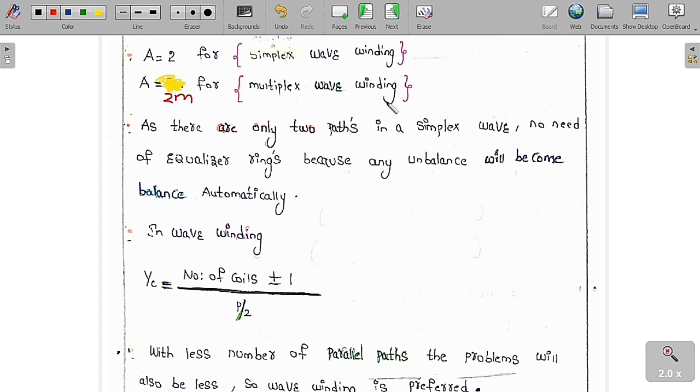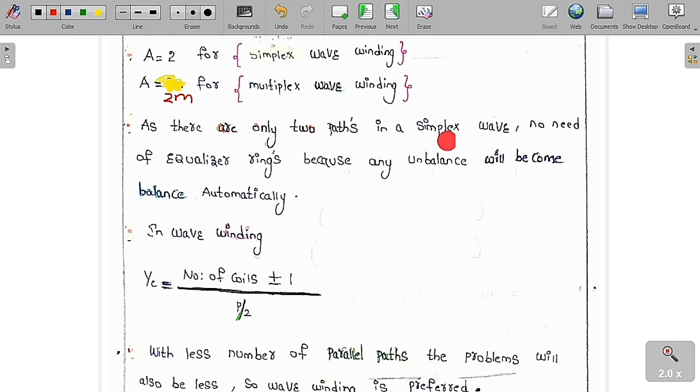So finally I can say that A is equal to M into P for multiplex lap winding, and A is equal to 2 into M for multiplex wave winding. So this is the concept that you always have to remember for your lifetime.